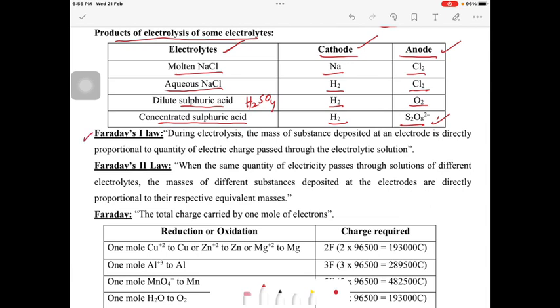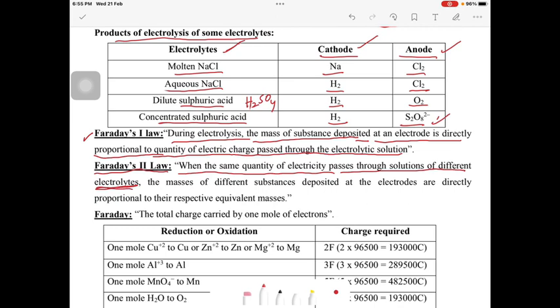Next, Faraday's first law of electrolysis. During electrolysis, the mass of substance deposited at an electrode is directly proportional to the quantity of electric charge passed through the electrolytic solution. Faraday's second law: when the same quantity of electricity is passed through solutions of different electrolytes, the masses of the different substances deposited at the electrodes are directly proportional to their respective equivalent masses.